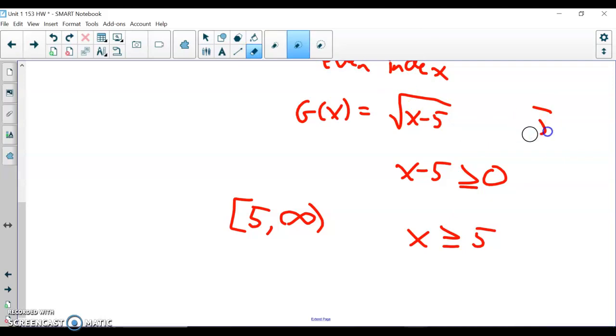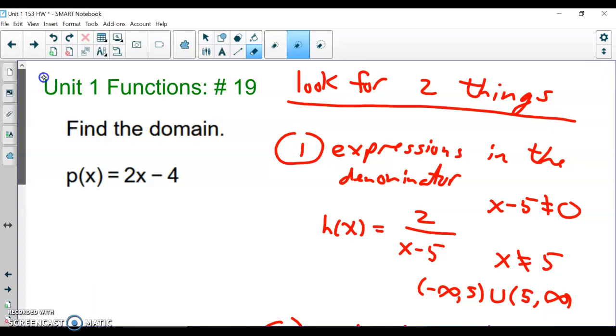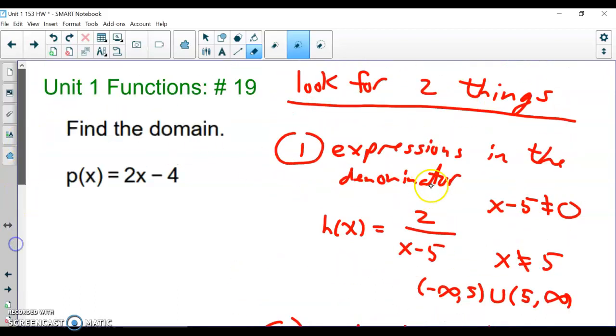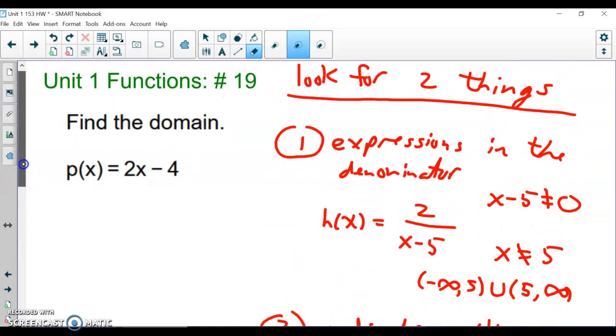Those are the only two things to look out for when it comes to specifying the domain algebraically, at least for the time being. Two things. Are there any denominators? Are there any even-powered roots? Square root, fourth root, and so forth.